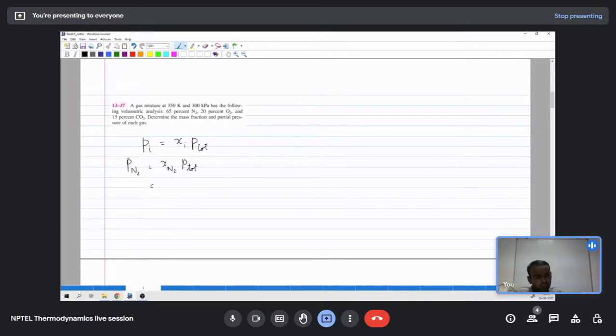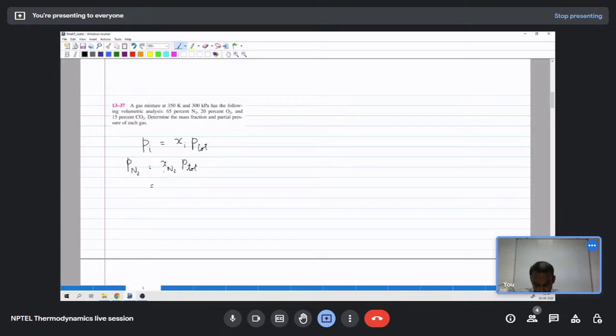It said volumetric analysis. So the 65% of nitrogen means 65% of nitrogen in terms of volume. So in total volume there is 65% of nitrogen gases. As per Avogadro's law, we can say equal moles of gases consume equal volume. So with that, we can say volumetric percentage is same as molar ratio.